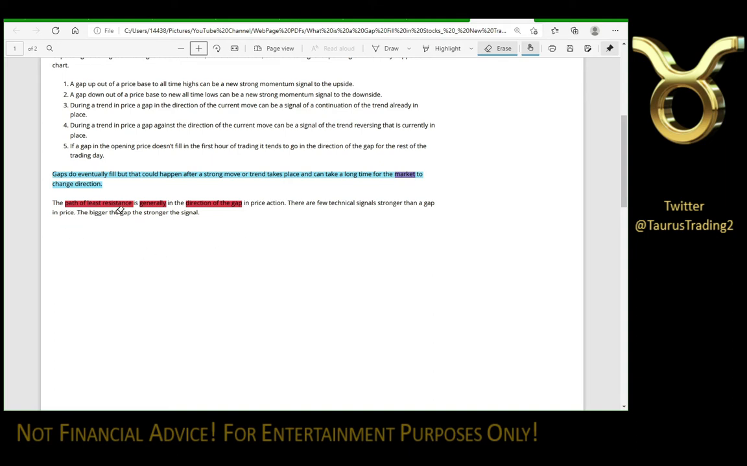So the path of least resistance is generally in the direction of the gap. And what that means is not the direction of the gap up or gap down, but the direction back towards that actual gap. So if you gap way up and then the price moves further... okay, you know what? I've got a perfect example for you.